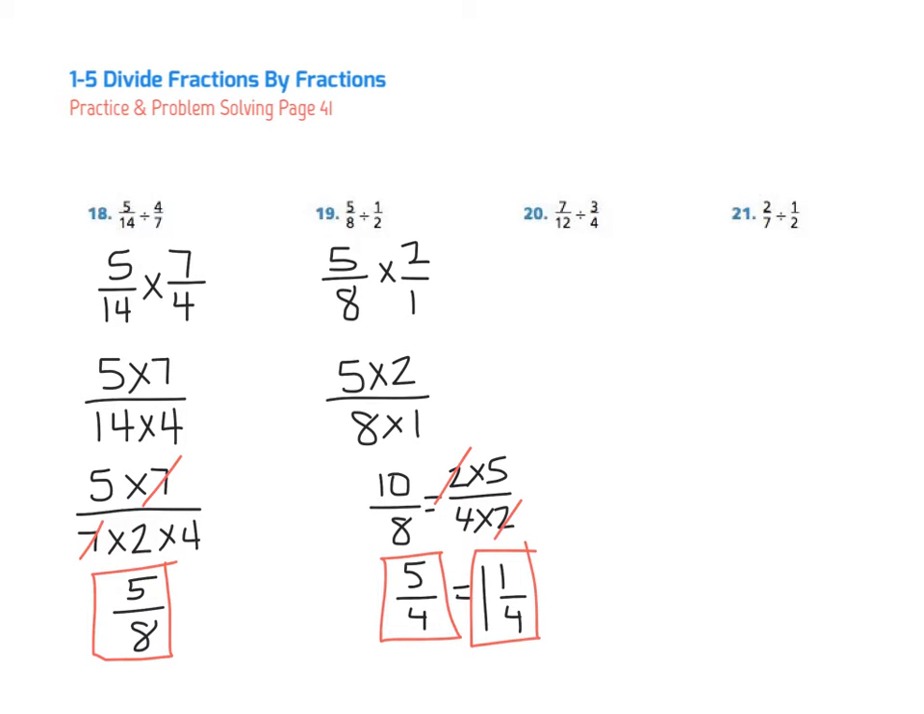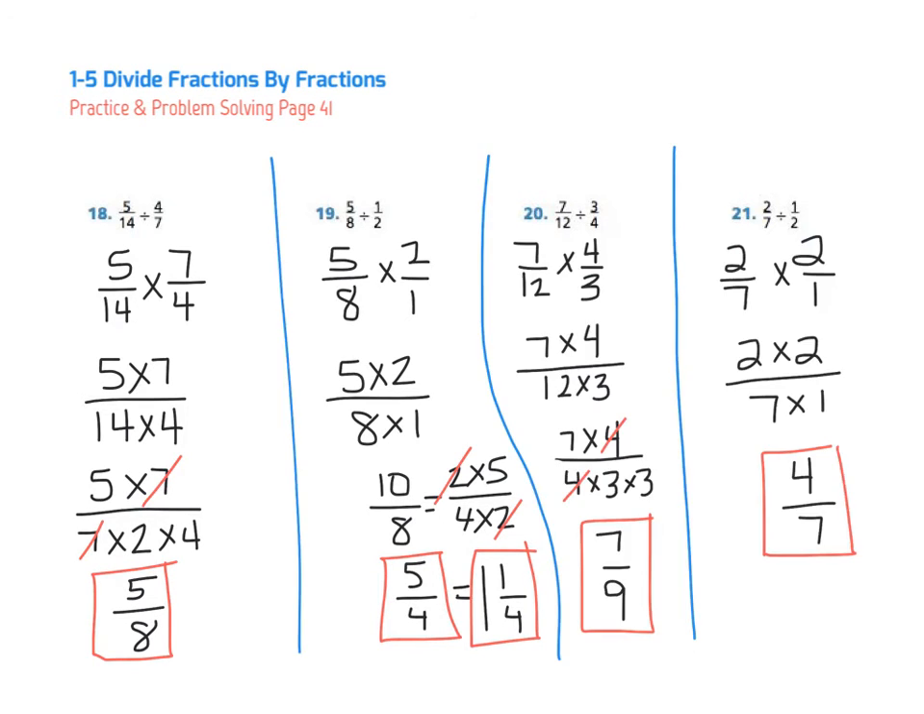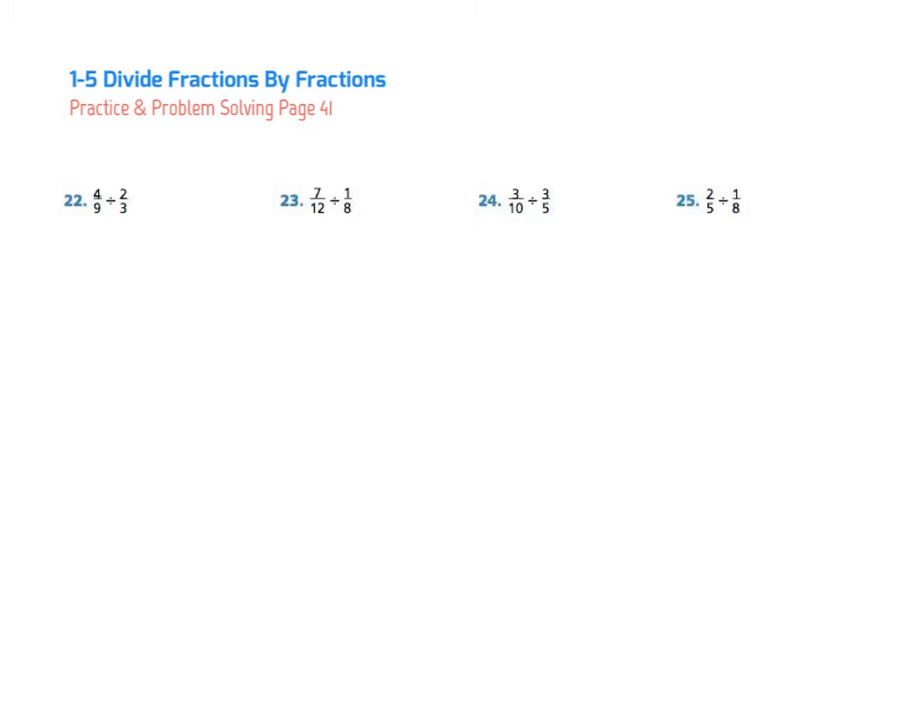Take a moment and pause the video. Try problems 20 and 21, then come back and check your work. In problem 20, if you had not simplified your fraction, you would have had 28 over 36, which is also correct. How about just a few more?